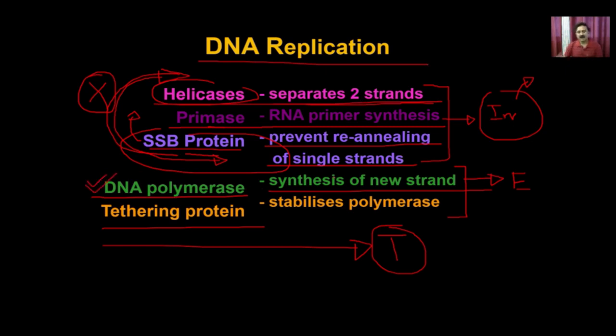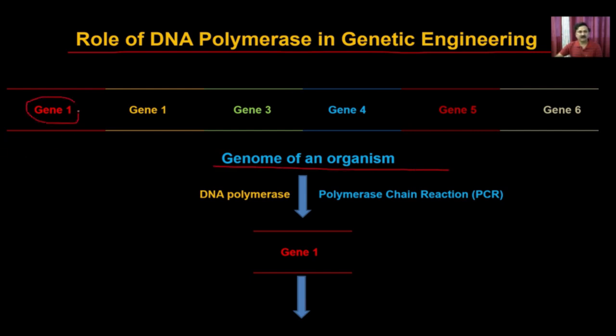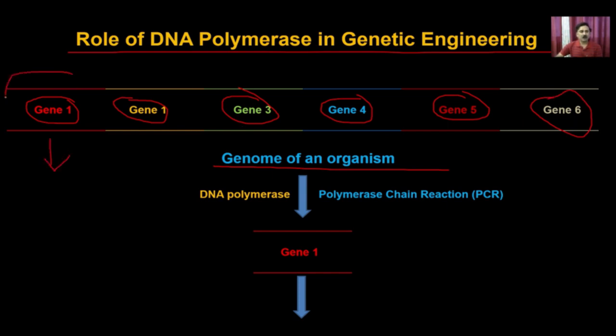And how can the DNA polymerase be utilized for genetic engineering? Now you can imagine that the genome is full of genes. You can have a genome of an organism where you have different types of genes: gene 1, gene 2, gene 3, gene 4, gene 5, and gene 6. I have shown all the genes with different colors. Now imagine that I want to clone this particular gene and overexpress it in a bacterial expression system, so that I can produce the protein corresponding to this particular gene.